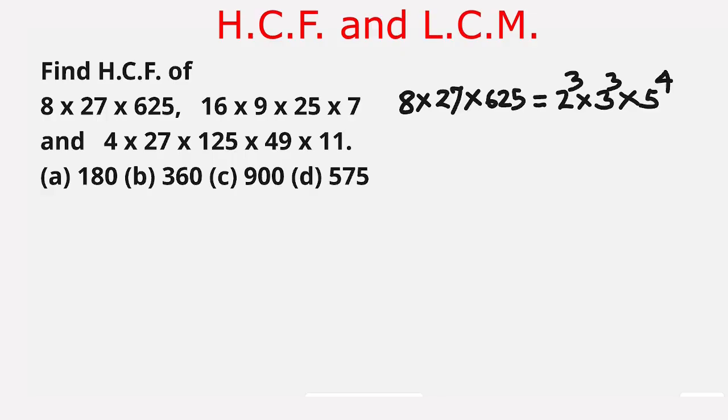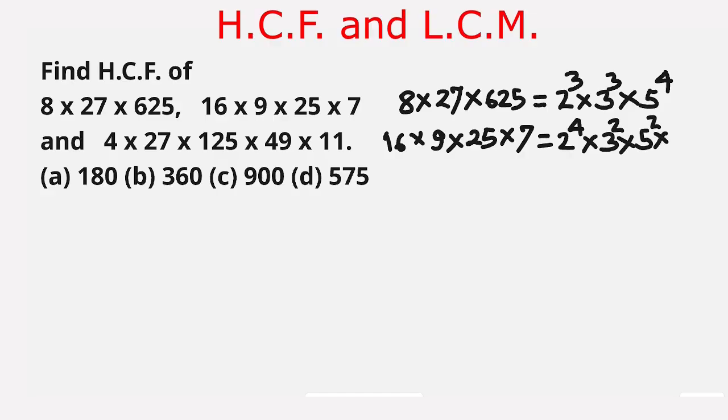The next number is 16 multiplied by 9 multiplied by 25 multiplied by 7. 16 is 2 to the power 4, multiplied by 9 is 3 to the power 2, multiplied by 25 is 5 to the power 2, multiplied by 7.